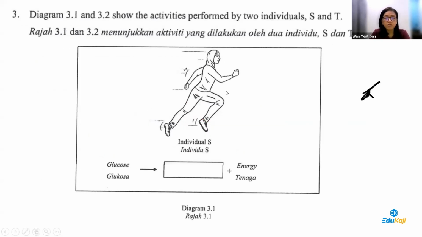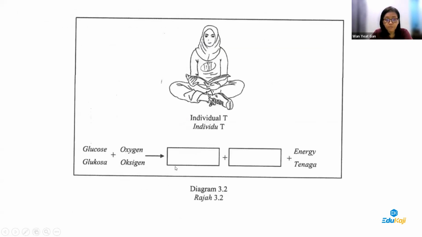Okay, let's look at question 3. Diagrams 3.1 and 3.2 show the activities performed by two individuals, S and T. S is running. You can see from the equation itself that there is no oxygen added, so this is lactic acid fermentation. For individual T, there is oxygen added, so you know that this is aerobic respiration.